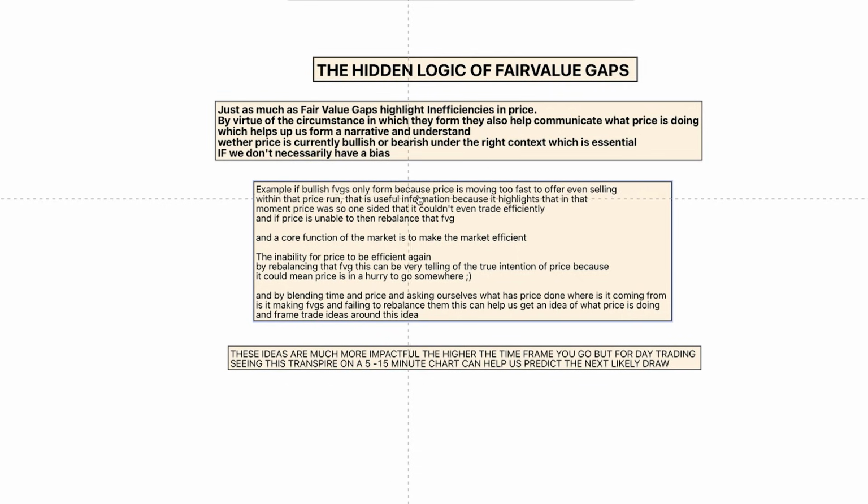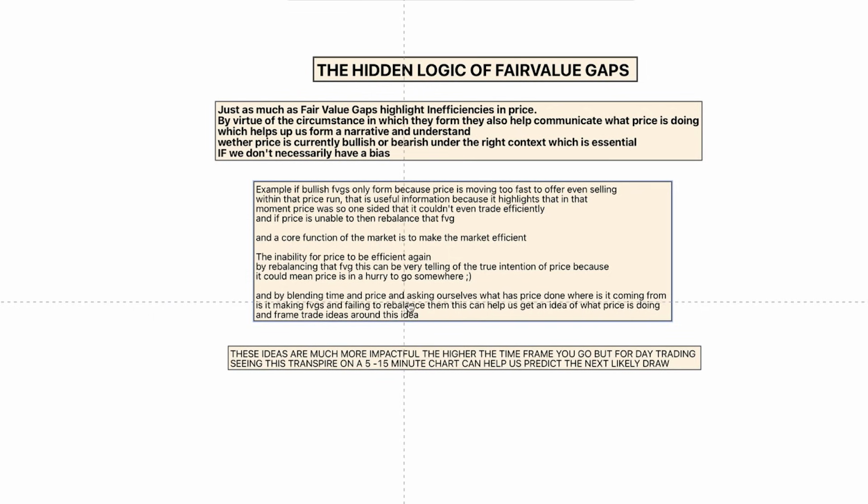If bullish fair value gaps only form because price is moving too fast to offer even selling within that price run, that is useful information, because it highlights that in that moment price was so one-sided that it couldn't even trade inefficiently. And if price is unable to then rebalance that fair value gap, you have to think about this: the core function of the market is to make the market efficient, and the inability of price to be efficient again by rebalancing that fair value gap can be very telling of the true intention of price, because it could mean that price is in a hurry to go somewhere.